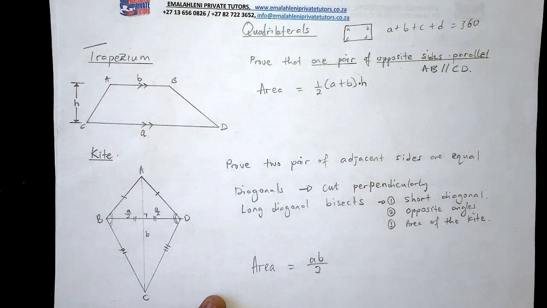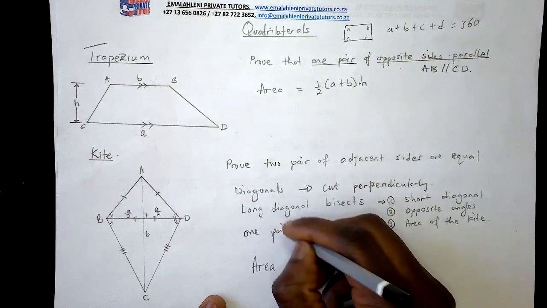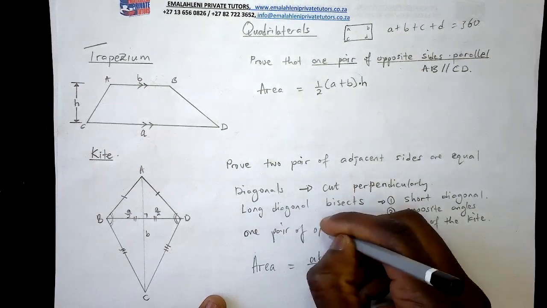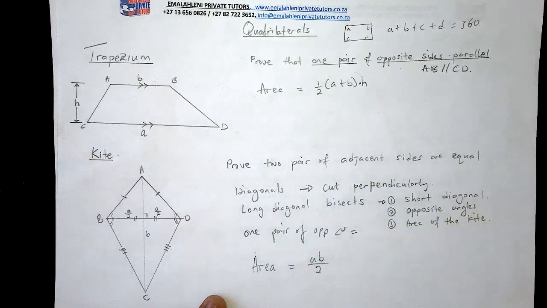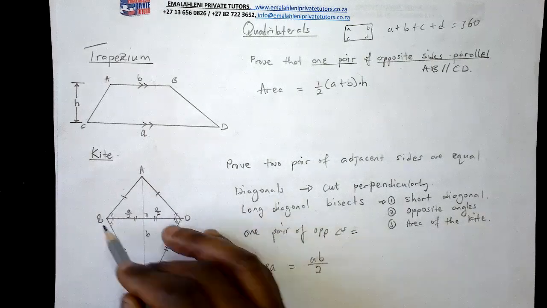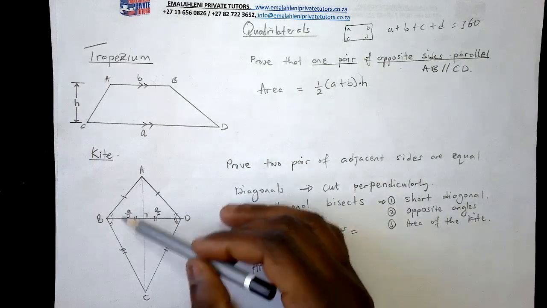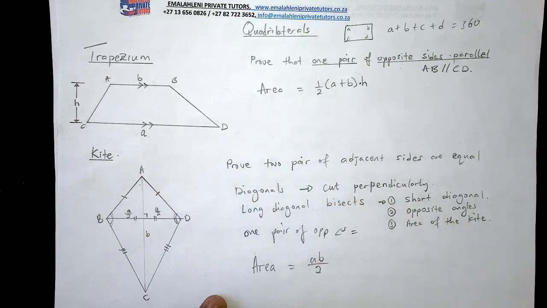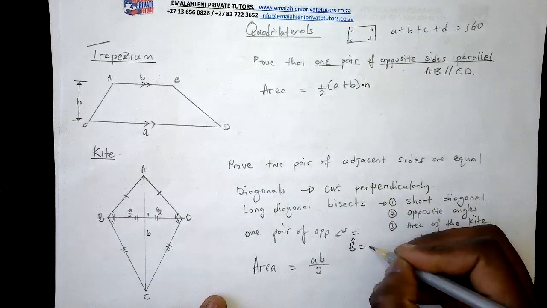One pair of opposite angles are equal. These big angles are the ones that are equal. These ones are not actually equal. But remember, you add up all of the interior angles, you get 360. So you must know that B is equal to D.